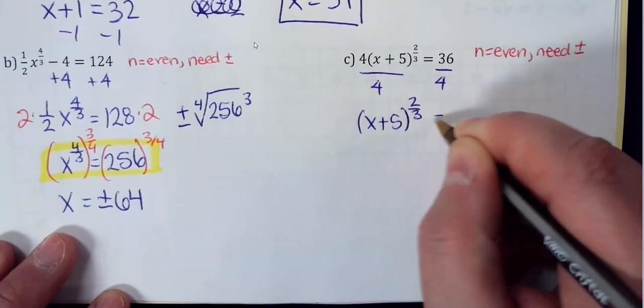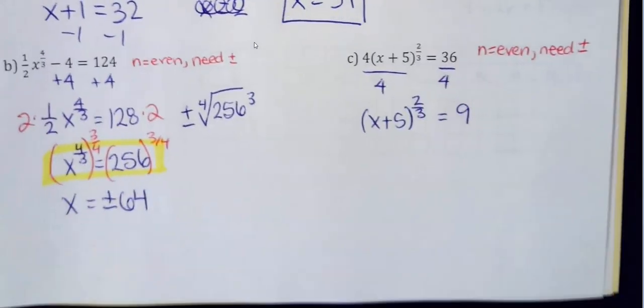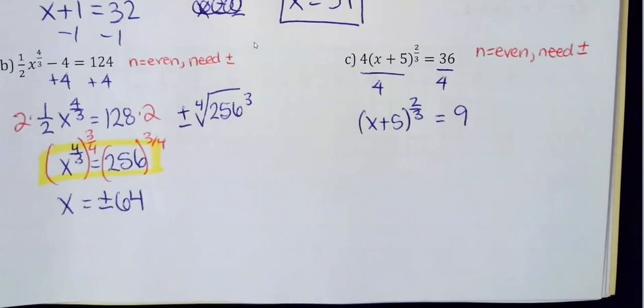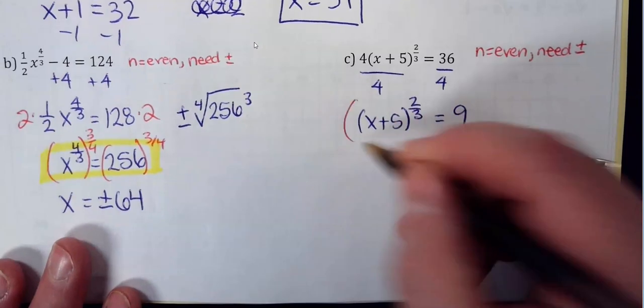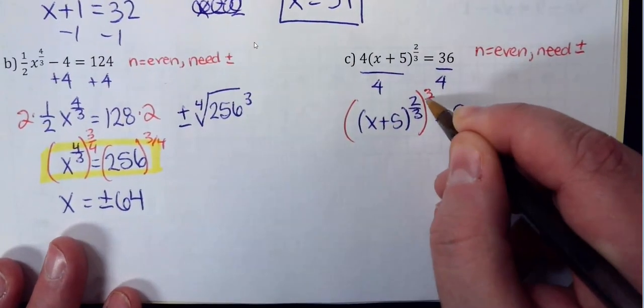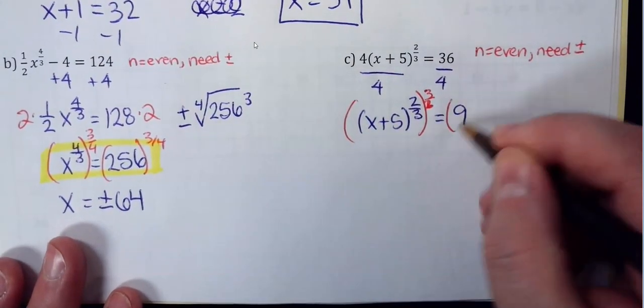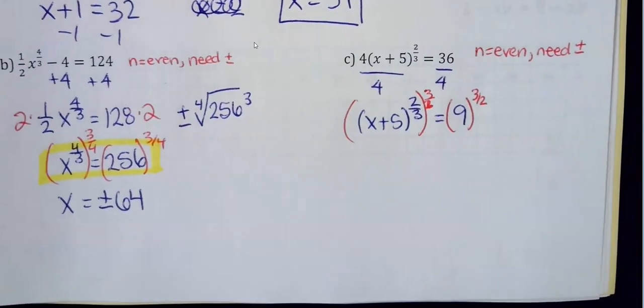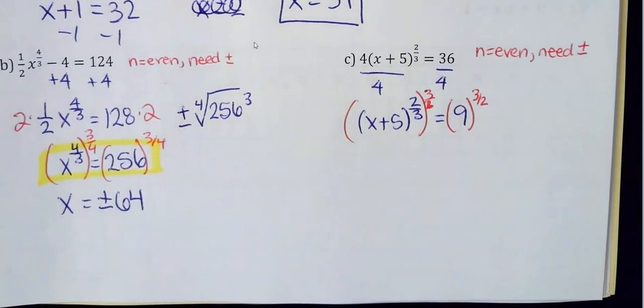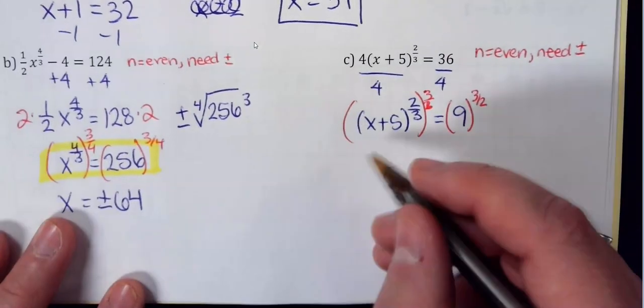You want to divide. Don't ever distribute if you've got an exponent on your parentheses. You're going to divide. So (x plus 5) to the 2/3 equals 9. Okay, now just take both sides to the reciprocal power. When you do that, we're going to take both sides to the 3/2. 2/3 times 3/2 gives you 6/6, which is 1. Don't need a common denominator to multiply fractions. So that just cancels that out. You're going to get x plus 5 here.